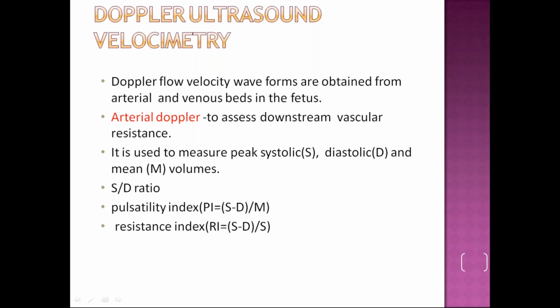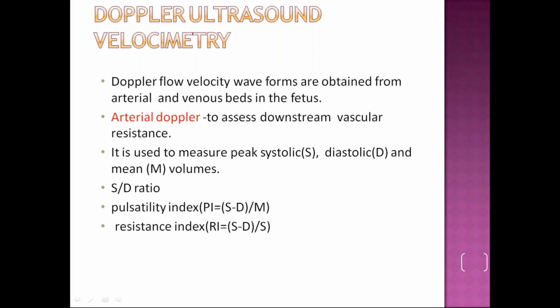Doppler ultrasound, again, you are taking arterial Doppler and venous Doppler, but mainly the umbilical artery, umbilical vein, middle cerebral artery, and ductus venosus. We are seeing whether circulation is good or not. If the resistance index is more, then the circulation is not good. That's why we are doing all these things.